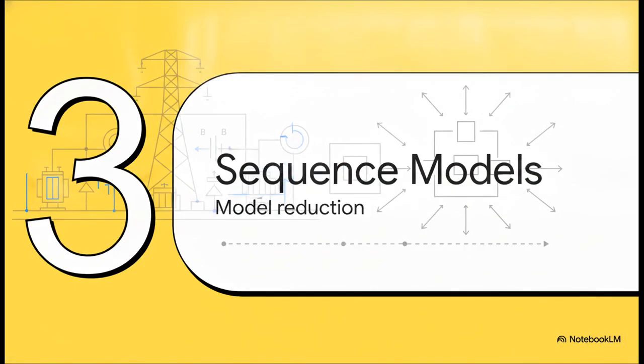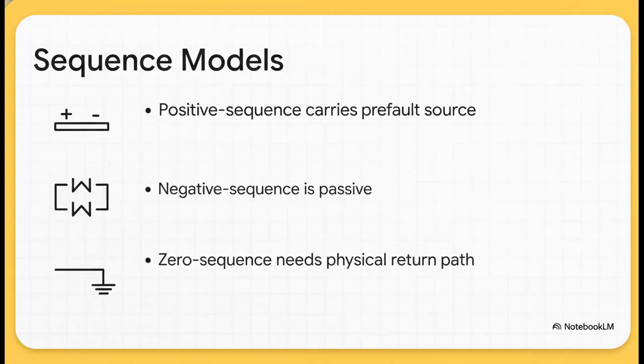Section 3. Sequence models and reduction. Next up, we build the 3 sequence models, and we do this entirely independent of one another. The positive sequence network actively carries the pre-fault source, while the negative and zero sequence networks, those are typically passive in a standard balanced pre-fault model.